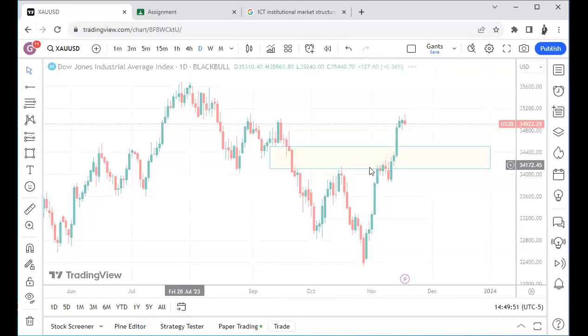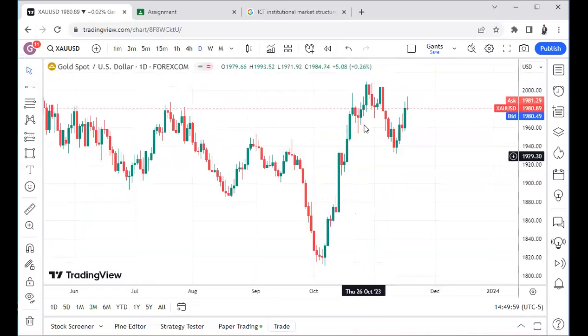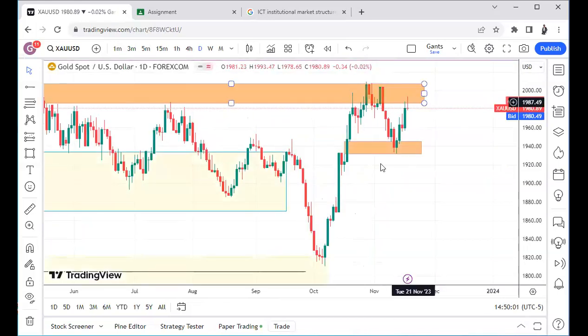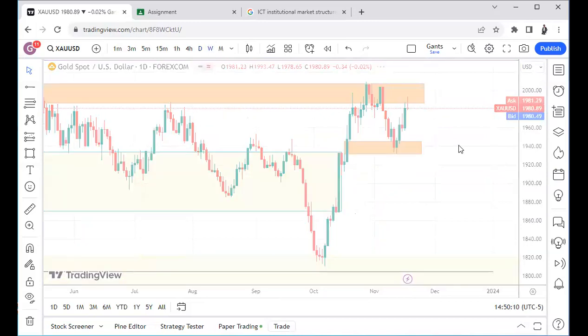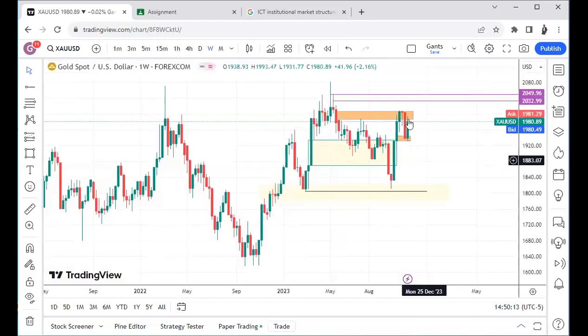So finally, gold. Now, gold has finally started trading in sync. Last week, gold was bullish. Now, I traded this actually. I traded gold this week. I traded last week and I traded it this week as well. Or should I say 2 weeks ago and last week.